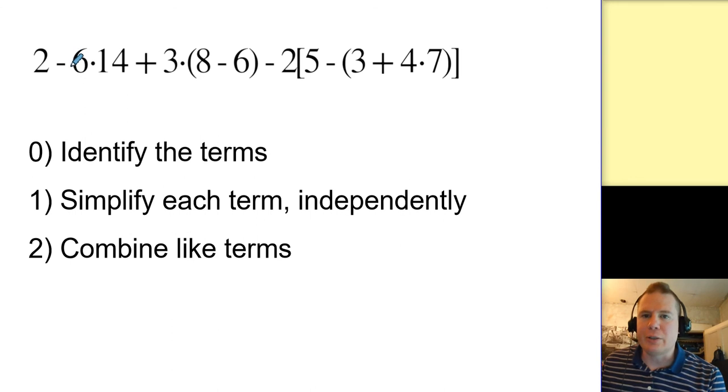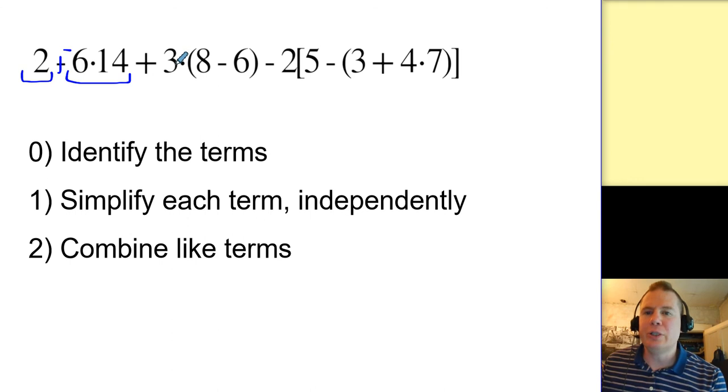2 minus. That's a term. That's a term moving forward. It's a positive 2. Minus means I'm adding the opposite of whatever comes next. The opposite of 6 times 14 times, that means I'm going to be doing multiplication. That's not an addition problem. 6 is not being added to anything. 6 is being added to itself 14 times. And then I'm adding new things. So all of this is one term.